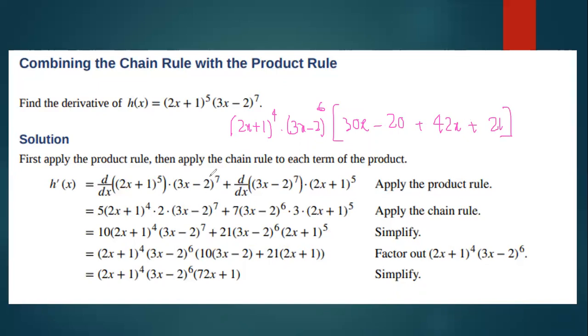So this will be (2x plus 1) whole power 4 and (3x minus 2) whole power 6. So it will be 30x plus 42x, so it will be 72x plus 1. So this is the required answer, and this is the required derivative of this function h of x.